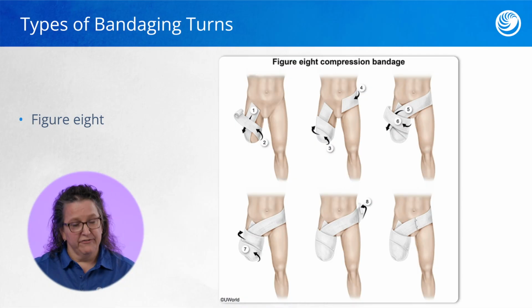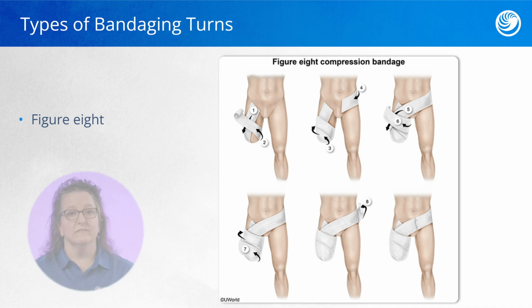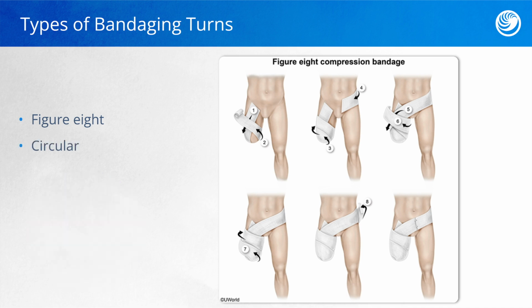This image shows a figure 8 compression dressing used for an above-the-knee amputation. Circular turns are simply going around the affected area. Most of our bandaging techniques start and finish with circular turns.